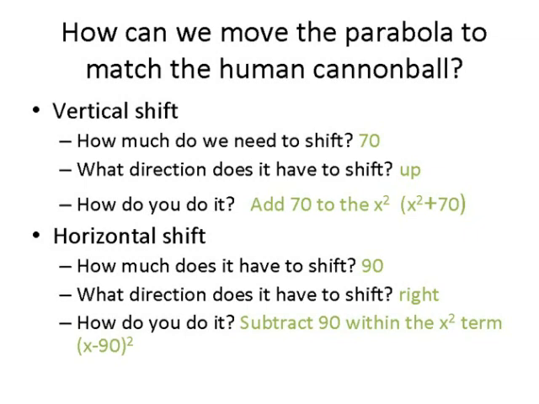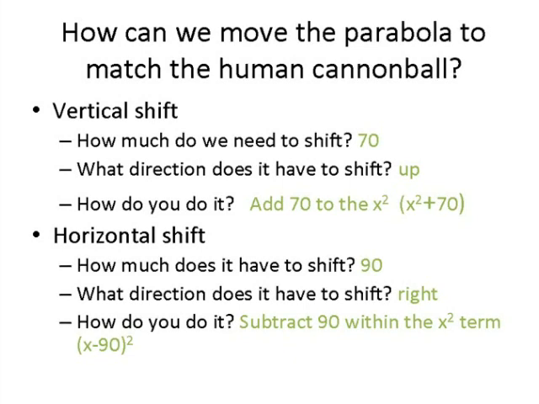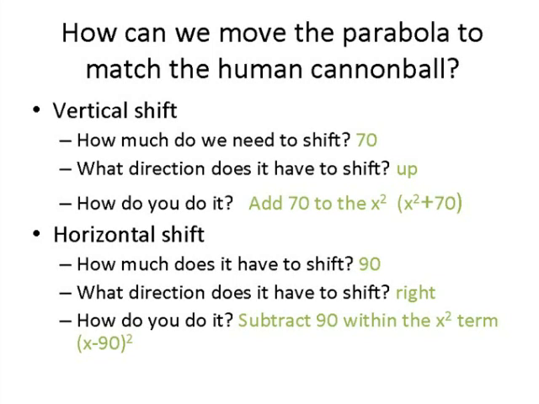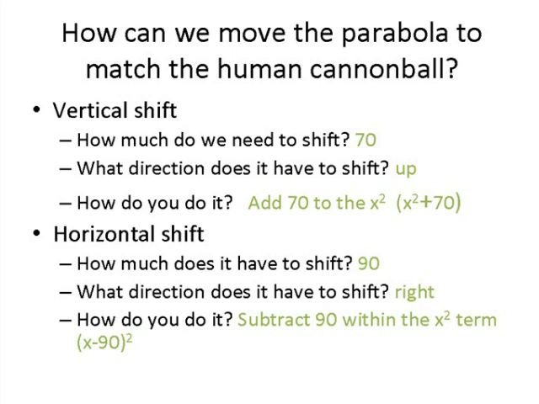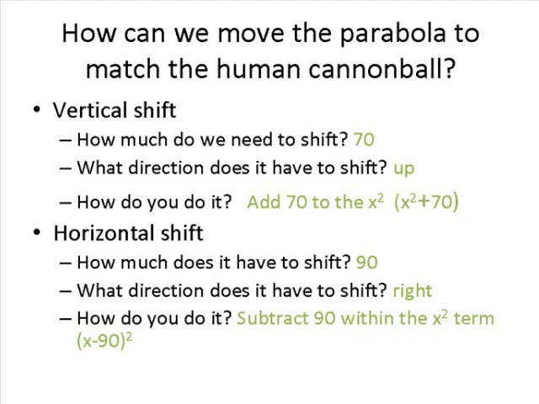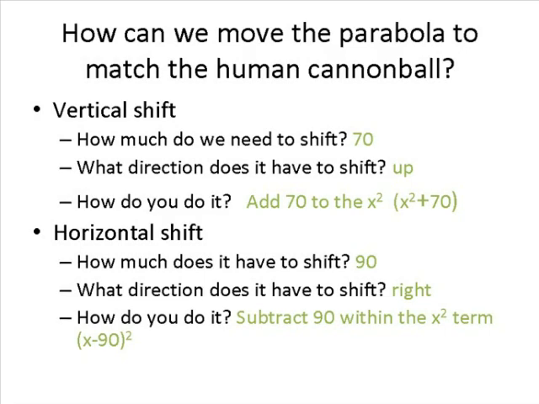So how do you get it to shift to the right? Well, to shift left or right with any graph, you're either going to have to add or subtract a value within the function itself. So to move it to the right, you're always going to have to subtract. So we're going to subtract 90 within the x squared term. In other words, we'll have (x minus 90) squared. So basically, what have we got? We've got a new function, or a new model, that can be described as (x minus 90) squared plus 70, which would allow it to shift up 70 and to the right 90.